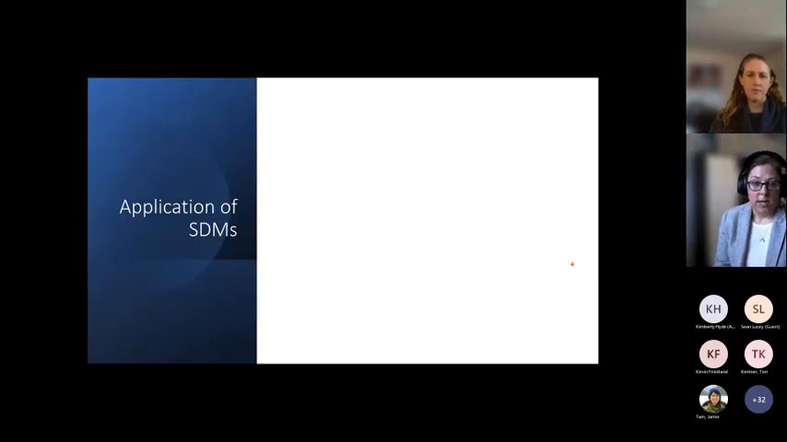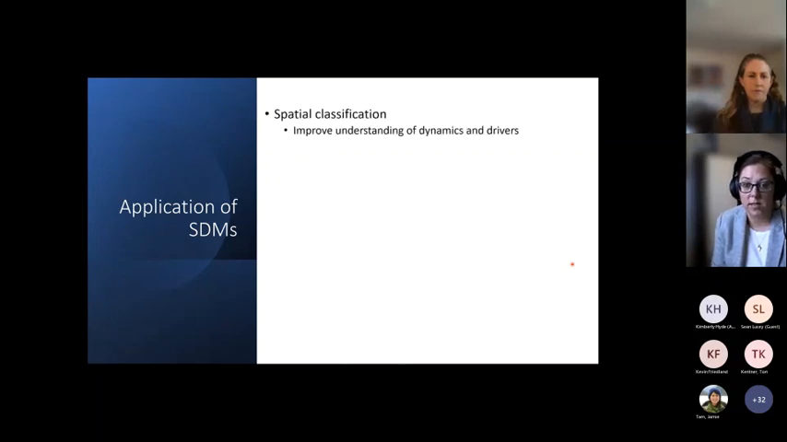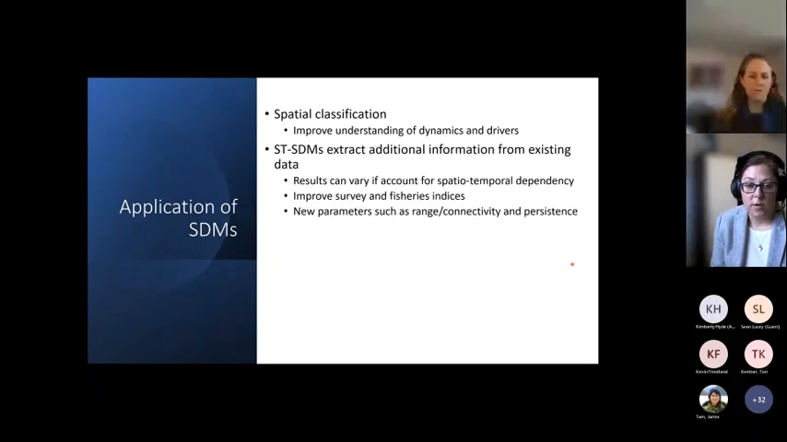So how are we approaching habitat indicators, and what are the applications of the species distribution models? Well, we've used them for spatial classification, so using the patterns in the SDMs to bin and recategorize other data to derive new or improved indices, and also improve our understanding of dynamics and drivers. These spatiotemporal species distribution models allow us to extract additional information from our existing data sets and leverage this information.